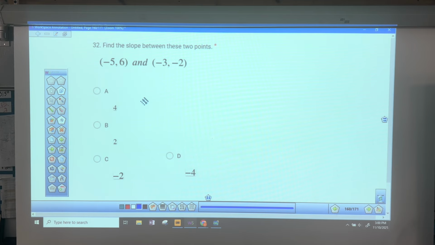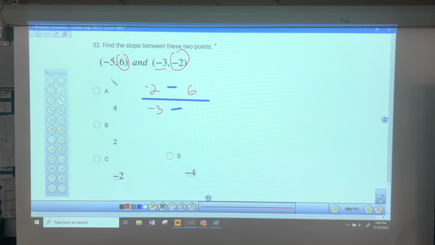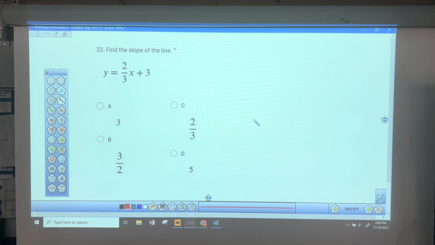Set up my slope template. A lot of negatives. So negative 2, 6, negative 3, negative 5. So negative 2 minus 6 is a negative 8. Minus minus is going to be positive 5. So 5 minus 3 is 2, so that's going to generate a negative 4. Find the slope. This is y equals mx plus b, so the slope is just 2/3.